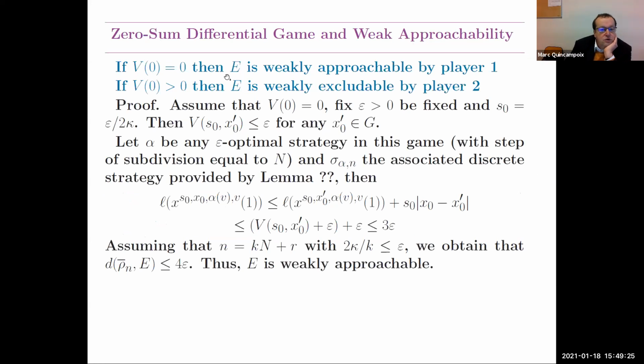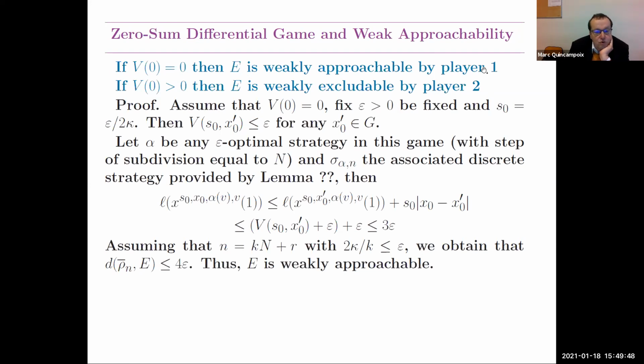So the theorem is the following, in blue. Either the value is 0, or it is positive. It's clear, because it is positive or equal to 0. When V equals 0, it is weakly approachable for player 1. When V of 0 is strictly positive, it is weakly excludable.